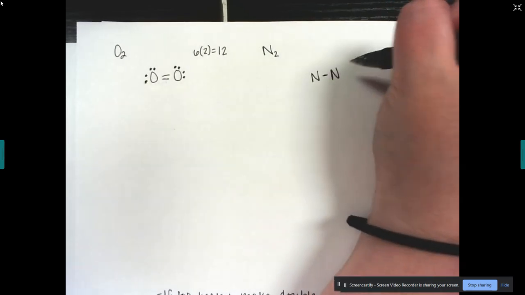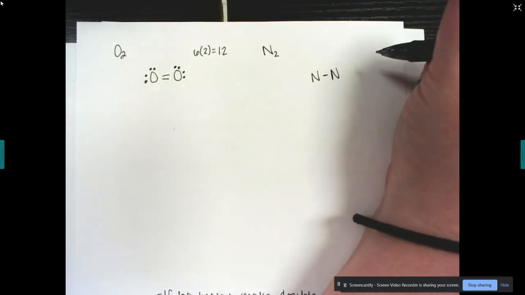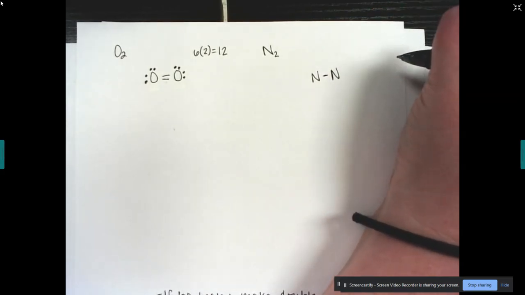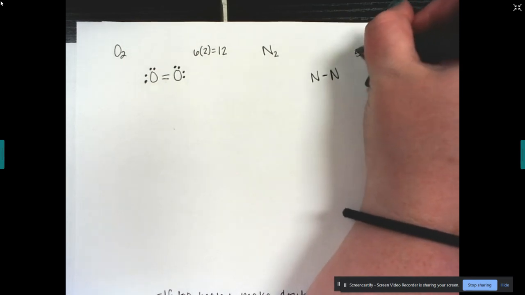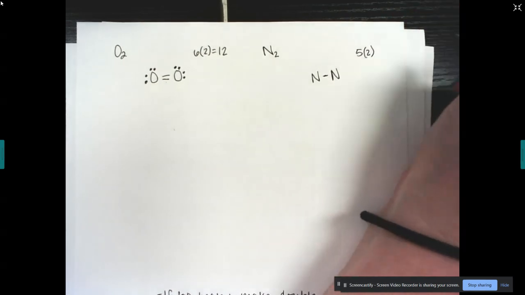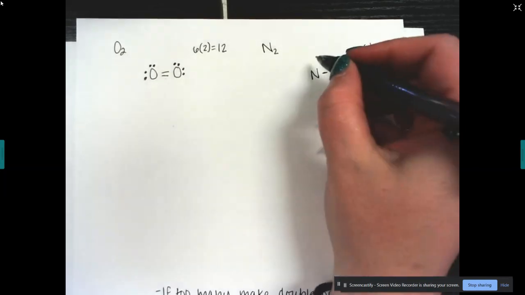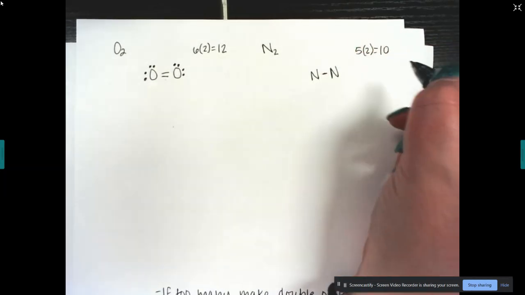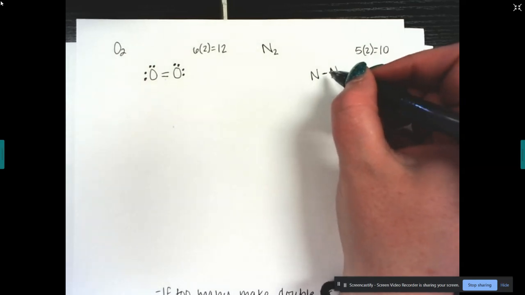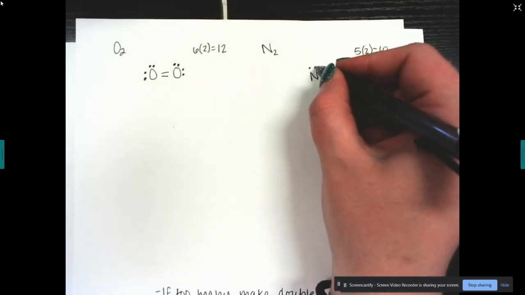All right, so let's count up valence. How many valence electrons does nitrogen have? 5, and there's 2 of them, so how many total in my drawing? 10. All right, so I'm going to add dots so that everything has 8. So it's got 2 to start with, so I'm going to add 6 dots.